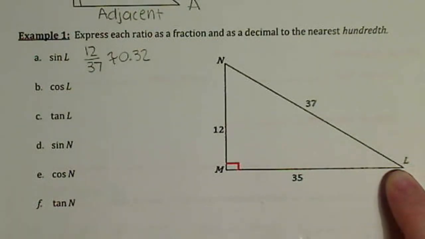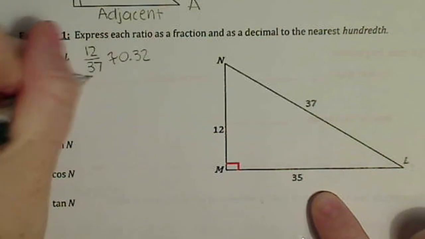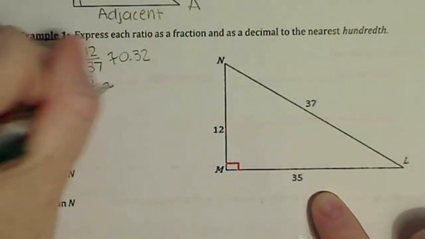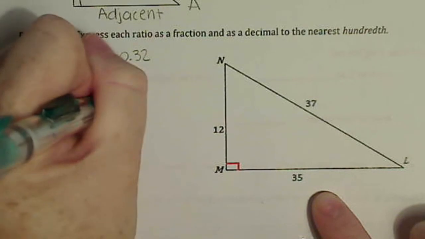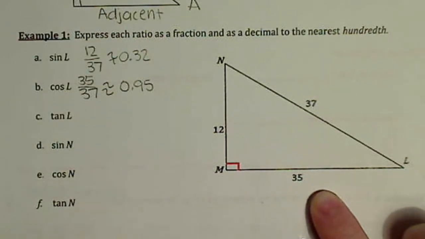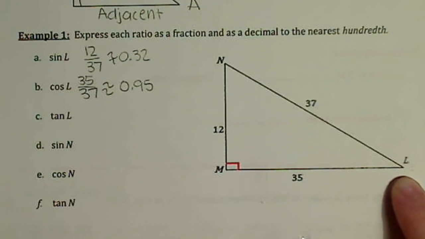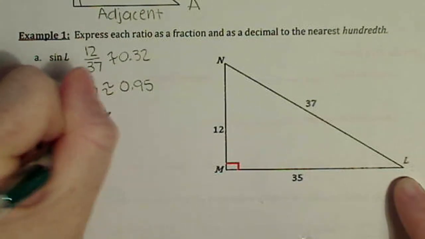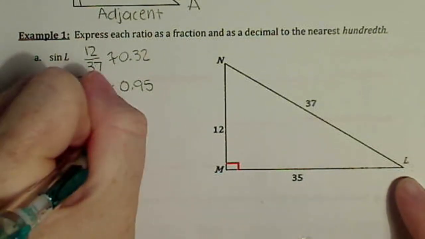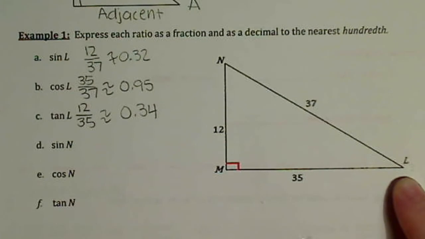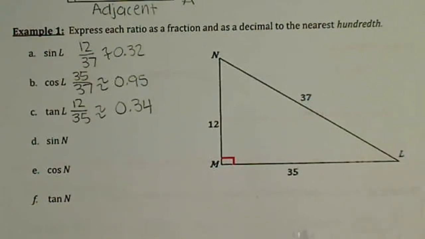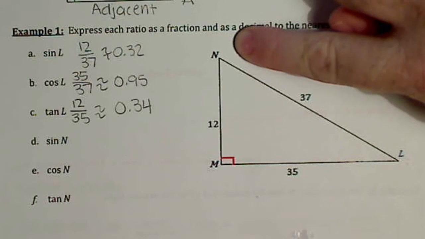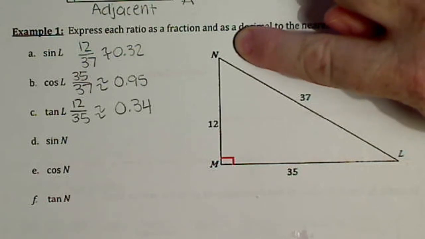Okay, well let's look at the cosine. The cosine of my angle, cosine is adjacent over hypotenuse, which is about 0.95. And then the tangent of that same angle, tangent is opposite over adjacent, and that is about 0.34. All three of those trigonometric ratios are talking about the same angle, angle L. But the next three, we're going to switch up here to angle N. So our ratios are going to be a little bit different.